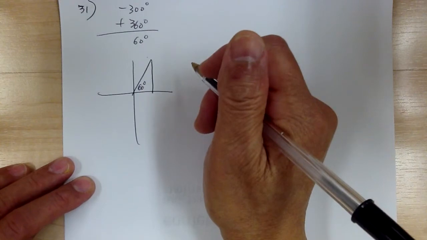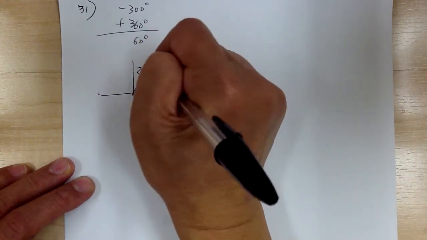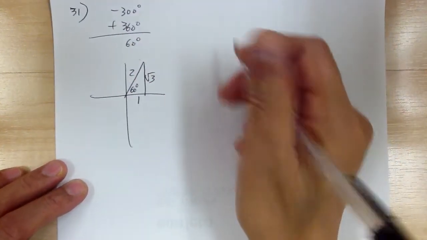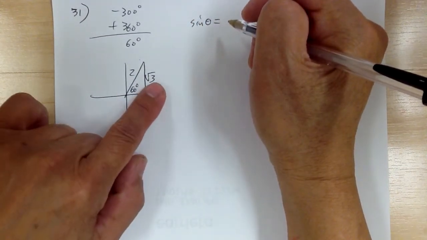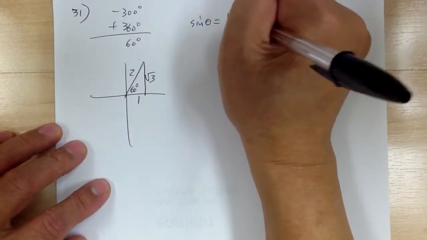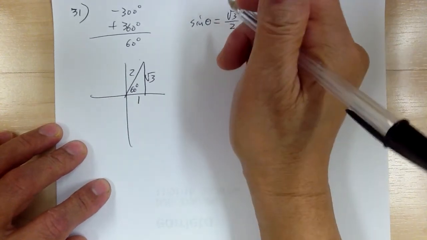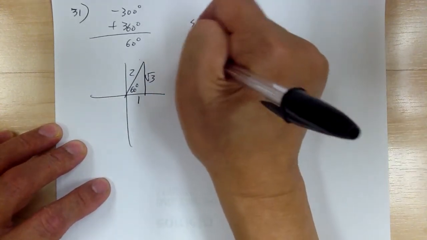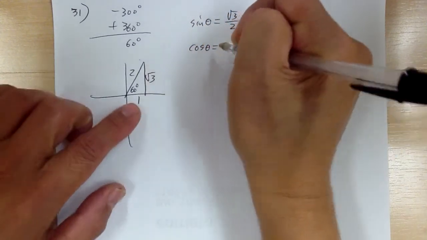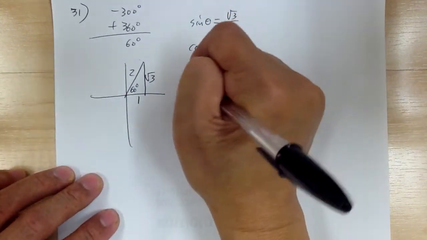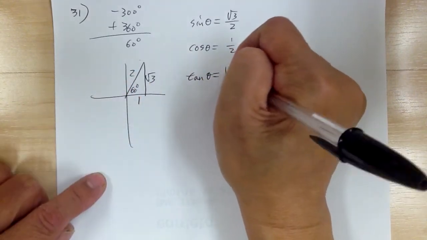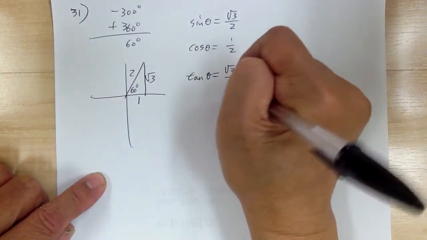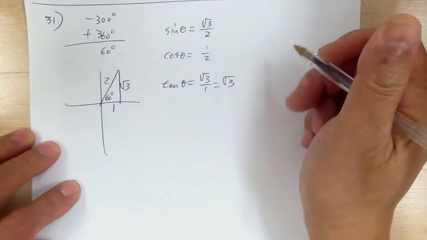And this tells you that it's 60 degrees. So you're going to get 1, 2, square root of 3, and all of them are positive. So you're going to get sine theta. Okay, sine is vertical over hypotenuse, so it'll be square root of 3 over 2. And then cosine would be 1 over 2. And tangent theta would be sine over cosine, so it would be square root of 3 over 1. Okay, so it's just equal to square root of 3.